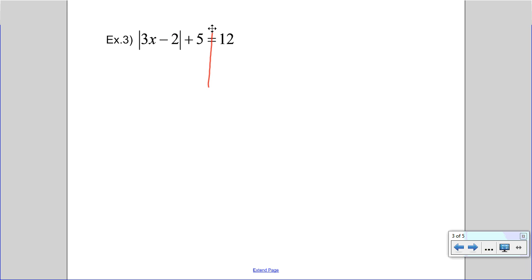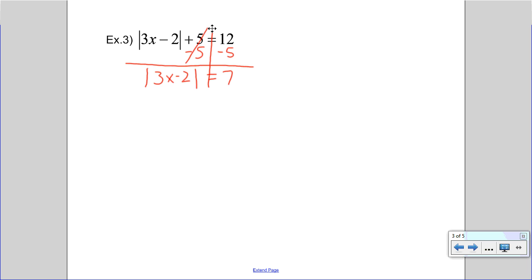How do I undo adding 5? The same way you guys have all year long. I undo adding 5 by subtracting 5. So I'm going to subtract 5. I then have the absolute value of 3x minus 2 is equal to 7. I must like this number 7 a lot when we make up our notes for these. You can be more than just 7 spaces from 0. You can be less than 7 spaces from 0, guys, so don't worry about that.